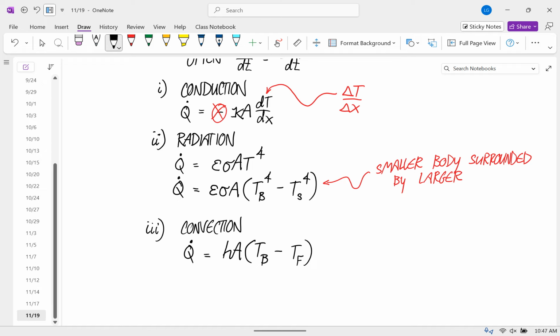What is that constant? That is a constant that comes from experiments. So that's just something that has to be given in problems. There's no way for you to calculate that. It has to be very specific to the problem's case. Temperature of the body minus temperature of the fluid? Fluid, yep.